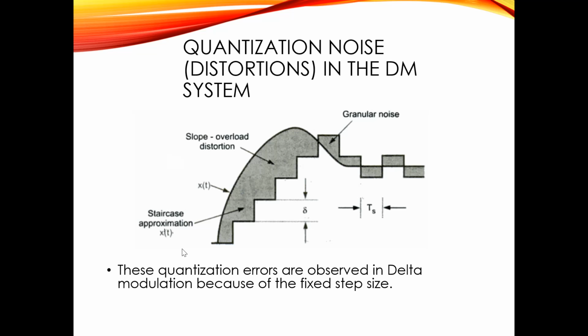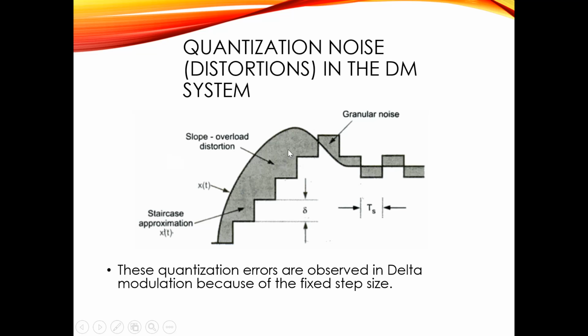Now the distortions present in the delta modulation system, or the quantization noise. Here we can see x of t, the analog or input signal, and the staircase signal, that is the approximated signal x dash of t. What will happen? Initially, if the slope of x of t is very large compared to our approximated signal, the approximated signal will not follow the input signal x of t, as the slope of x of t is very large.